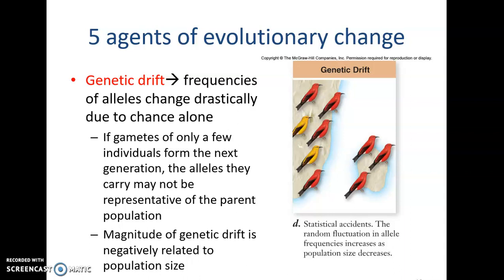The key here is that the alleles that end up becoming prevalent can be beneficial or harmful. It doesn't matter because it's just due to chance. Basically, if gametes of only a few individuals form the next generation, the alleles they carry will probably not be representative of the parent population. How powerful genetic drift is negatively related to population size, meaning that the smaller the population, the greater the random fluctuation and the greater the genetic drift.